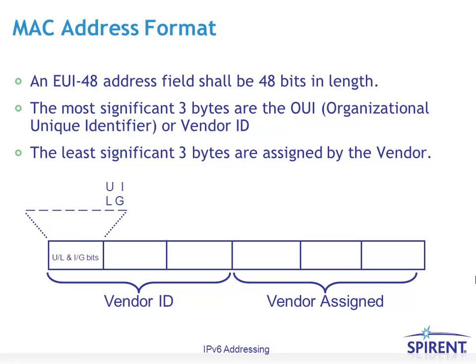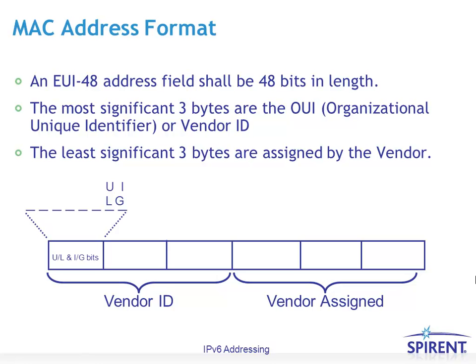So this slide depicts the EUI-48 or MAC address. And as you probably know, the most significant three bytes are the vendor ID. So in other words, if you pay the IEEE $1,200 or so, you can get your own unique ID. And then you can use the least significant 24 bits, which has 16 million combinations available, 2 to the 24th, and assign a different value to each interface that you produce.